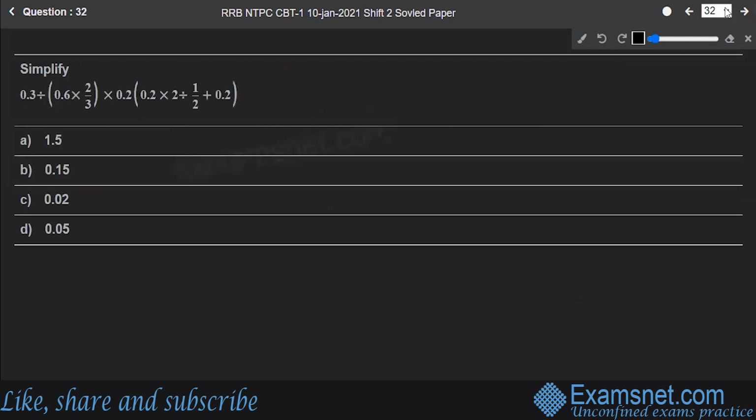Hope you got that. Next is a mathematical question. You have to simplify the given expression. You need to remember the BODMAS rule to solve the question.